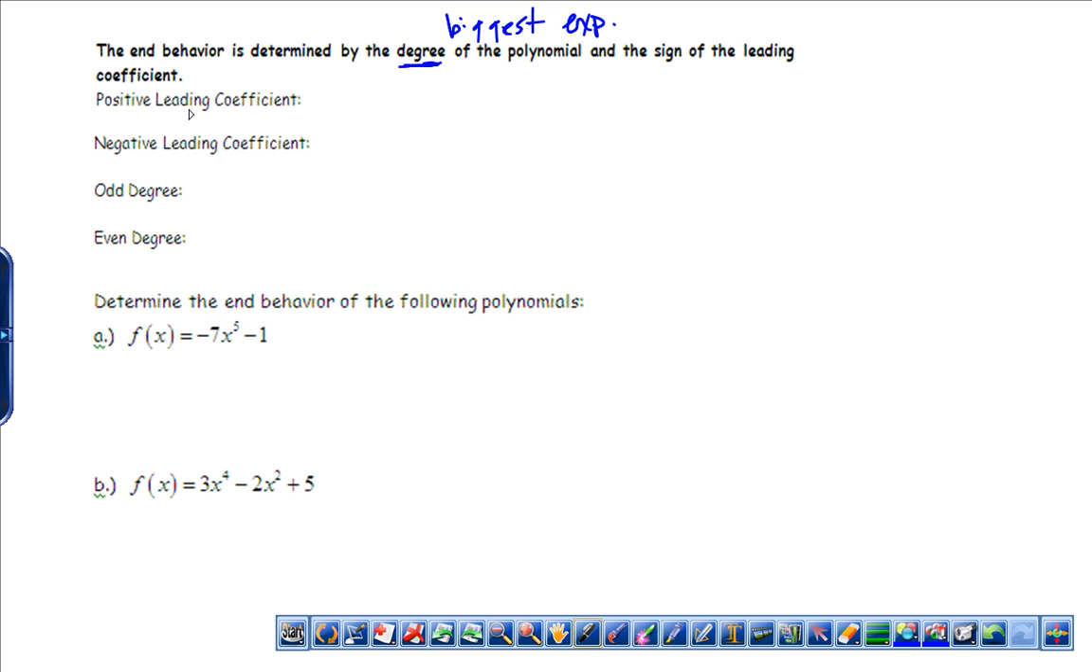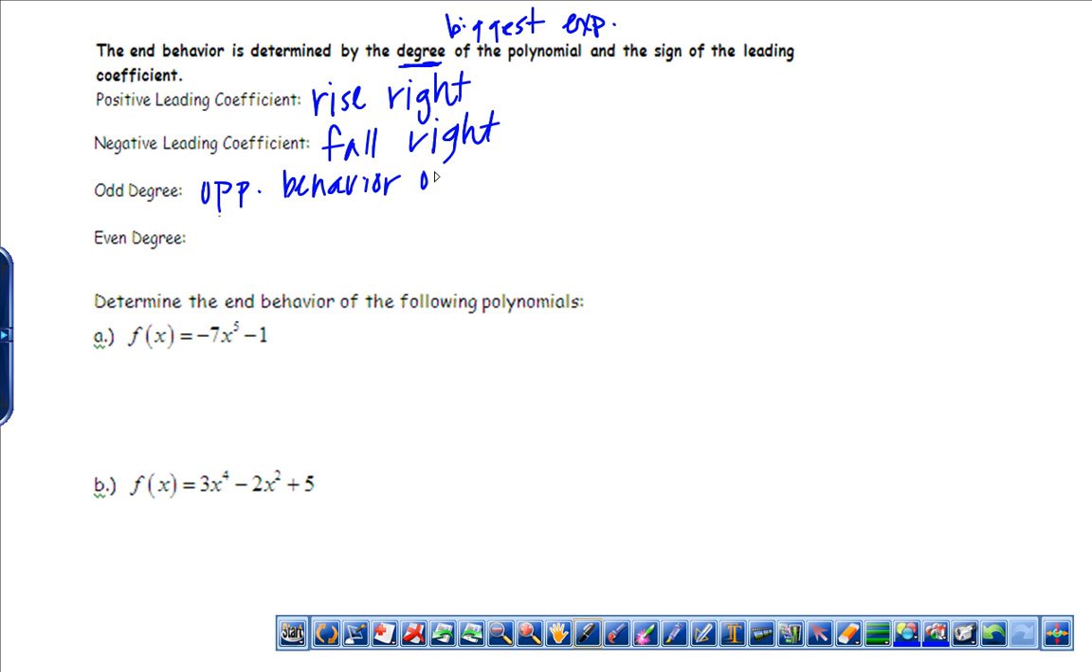So a positive leading coefficient is going to rise to the right. A negative leading coefficient is going to fall to the right. An odd degree is going to be an opposite behavior on the left, and an even degree is going to be the same behavior on the left. And I'm going to show you some different ways to memorize this, or not memorize, but how I can show you this in class. Determine the end behavior of the following polynomials.